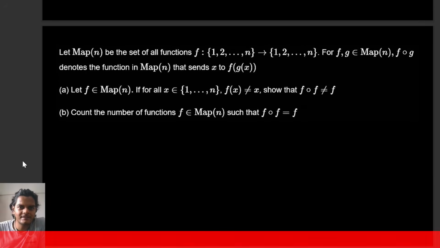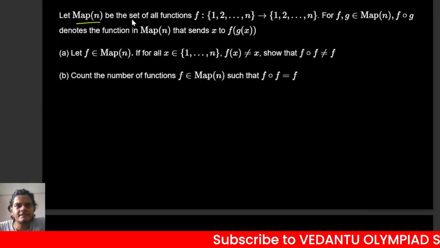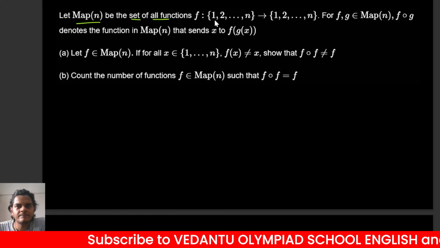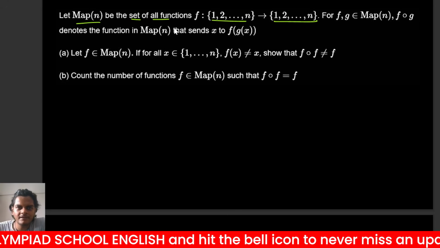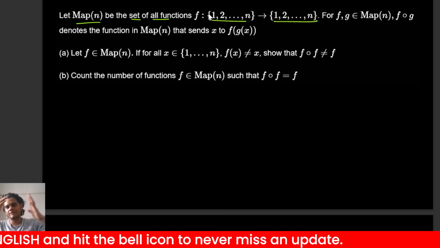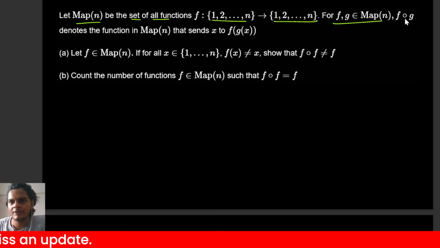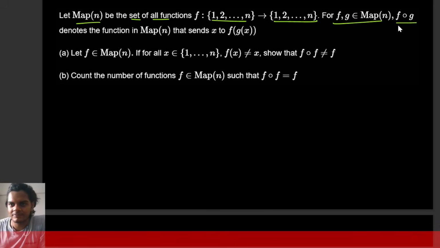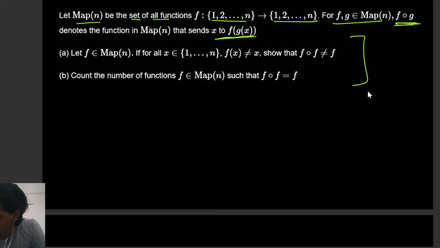All right. So last question for today. It's a very interesting one again. Map B set of all functions this to this, right? Map N is a set of all functions from the set of 1 to n to set of 1 to n. F and G belonging to this, we define this, f of G, right? Which sends x to this. Read the question, try the question by yourself.